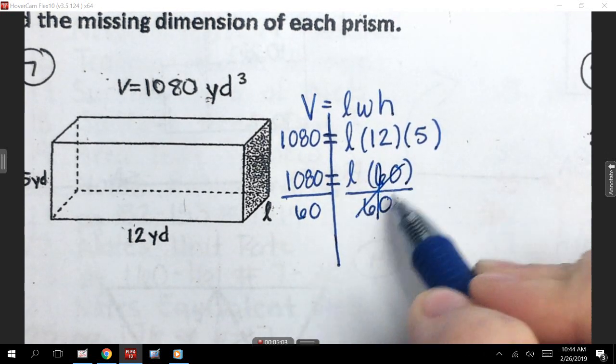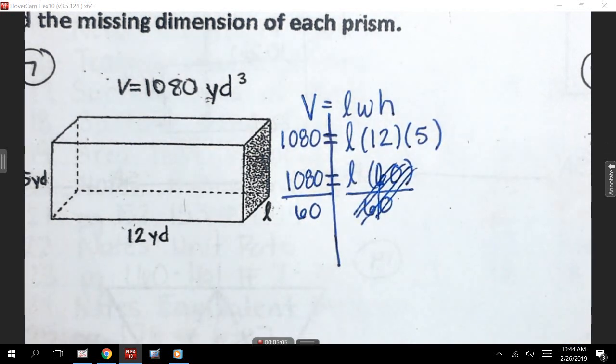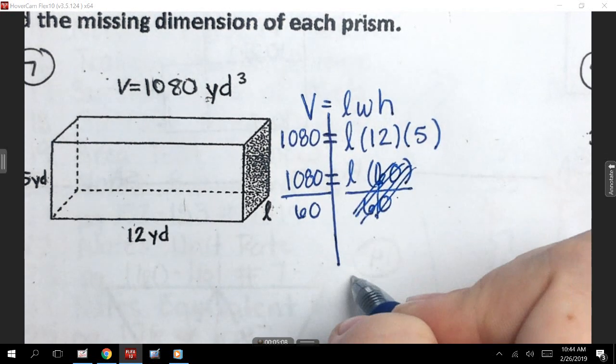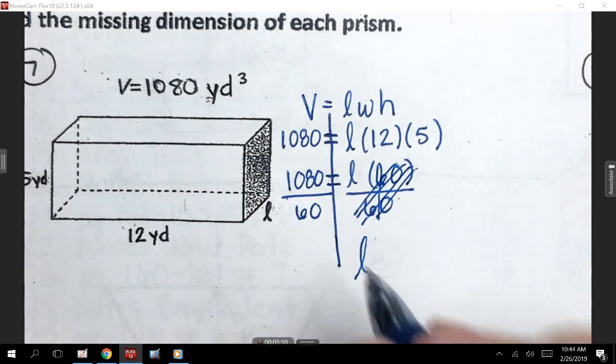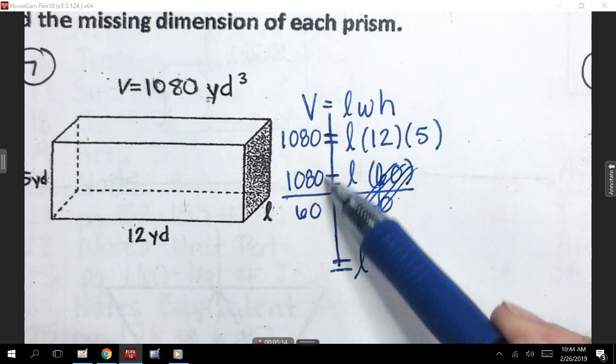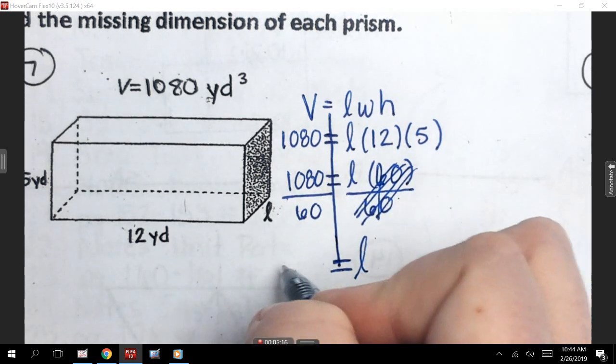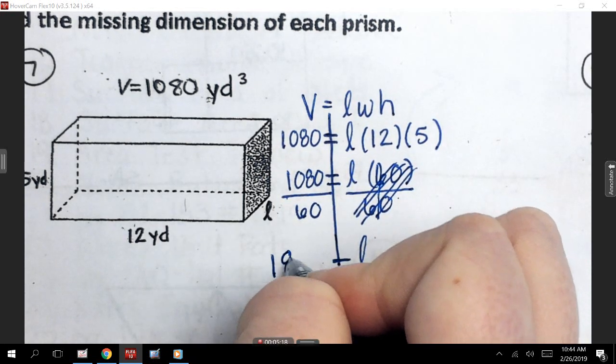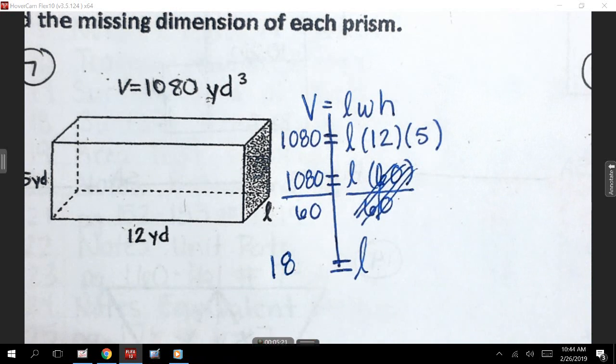Because what's going to happen to my 60s now? Yeah, they're going to leave. They're going to become, not necessarily 0, but they're going to go away, right? So what's left there now? L by itself. That was our goal. All right. Now you'll notice here, remember that fraction bar is division. What do I get when I divide that, Camilla? 18. And what am I going to put next to it? Let's see if we can get this part right. Olivia.